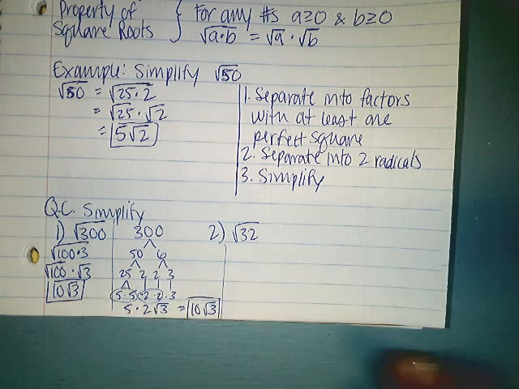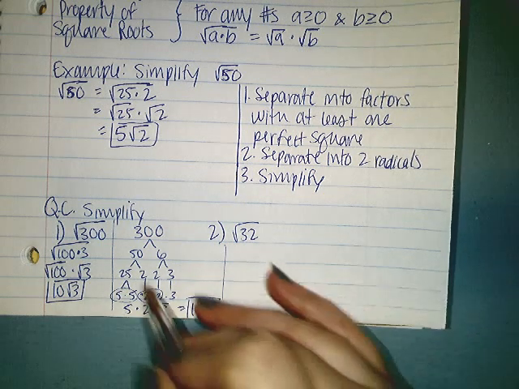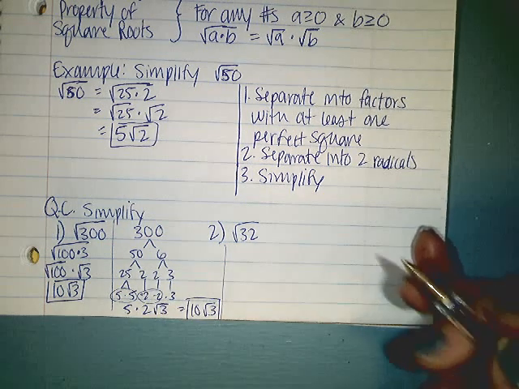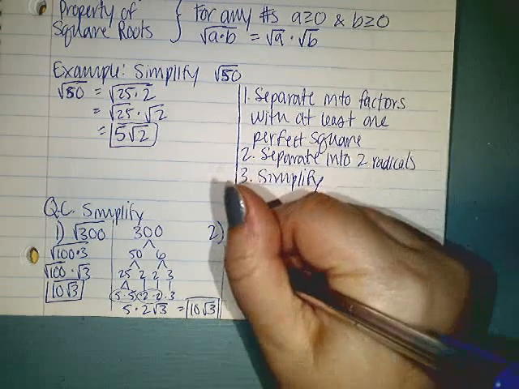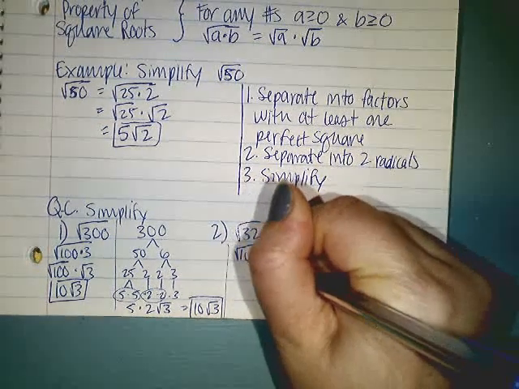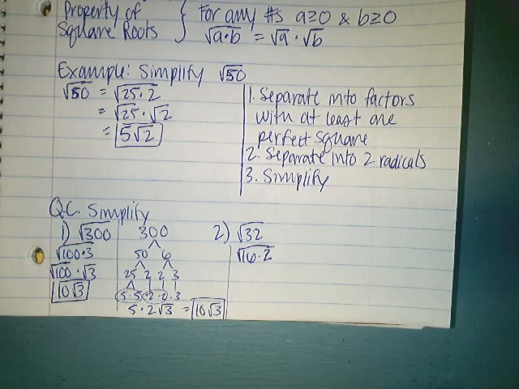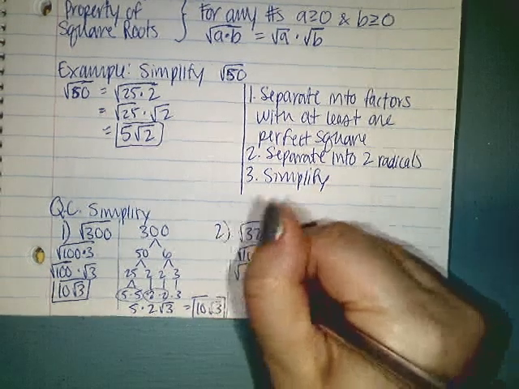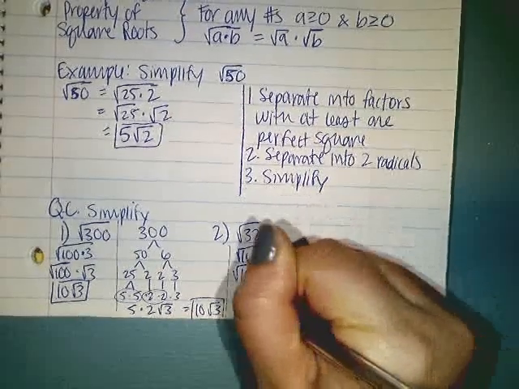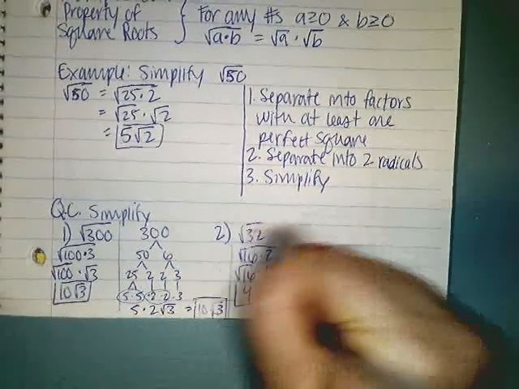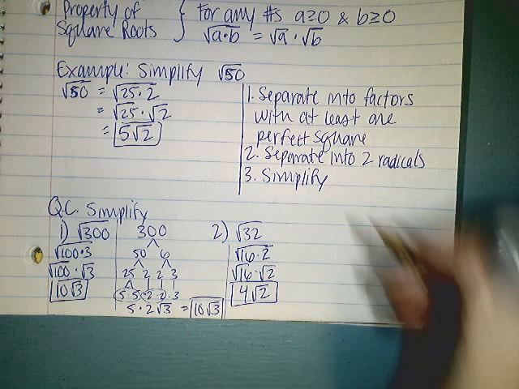So let's try the easy way with 32 and then again the factor tree way with 32 in case that is easier for you. So you might recognize that 16 times 2 will give you 32. So 16 times 2 is 32, it becomes the square root of 16 times the square root of 2, 4 square root of 2. That's our answer.